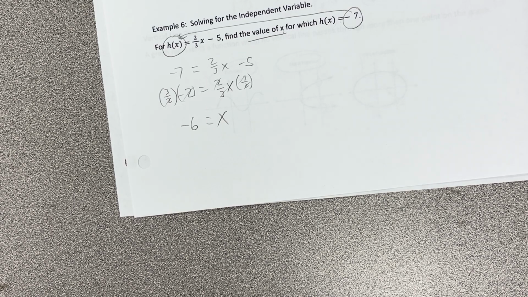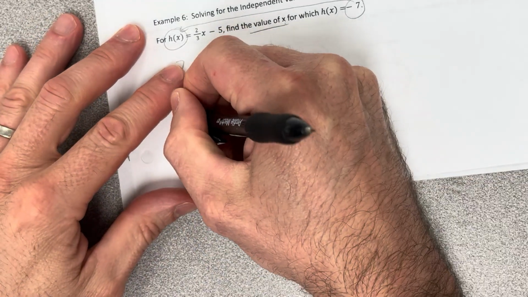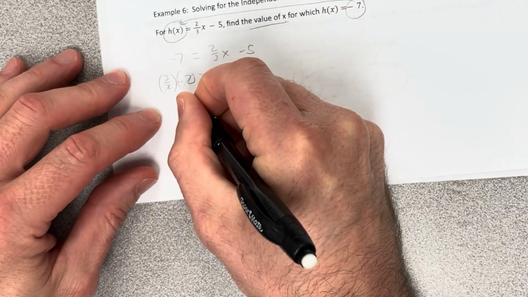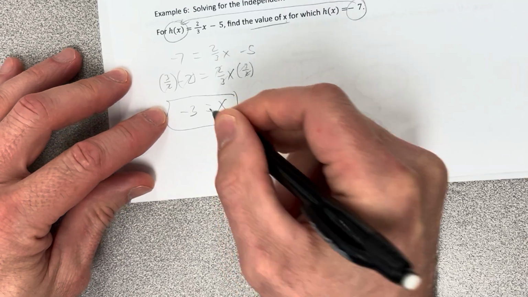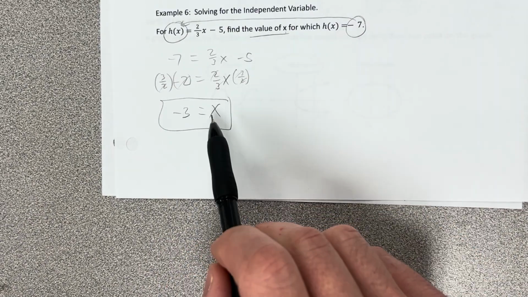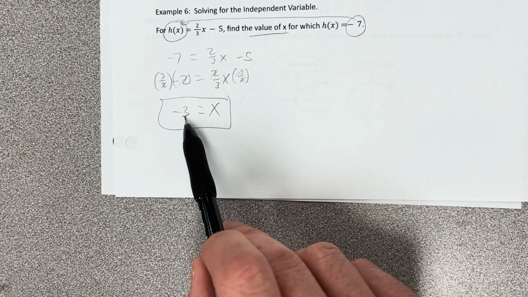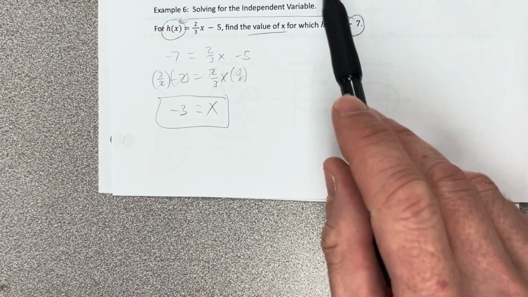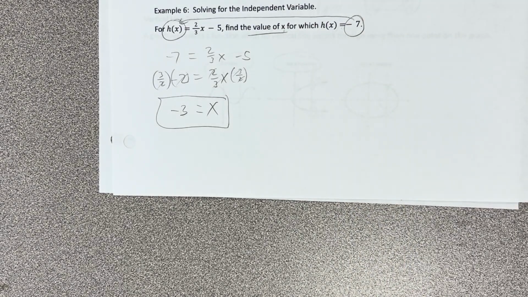Whoa, I'm so silly. Not negative 6, the 2's went away. Negative 3. Negative 3 is what you'll get. And what it turns out is that the input of negative 3 would get you an output of negative 7. Okay, so it's kind of interesting. Well, that's what we got for function notation.